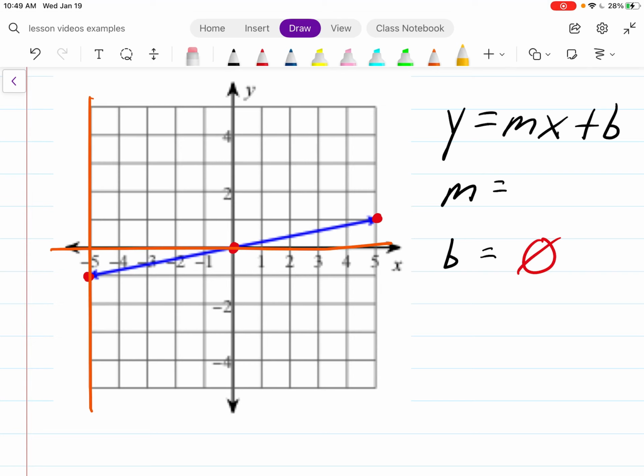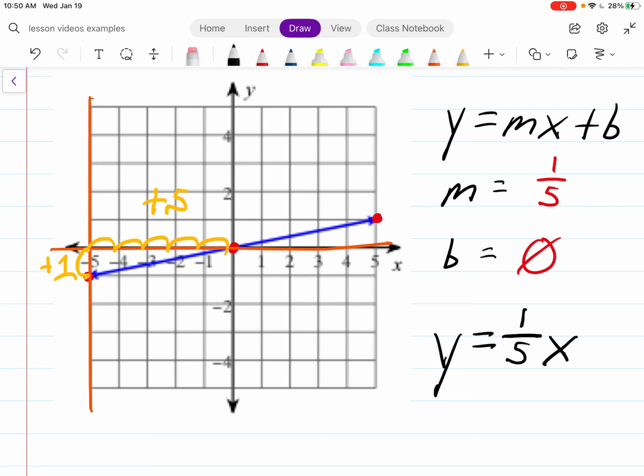And we can identify what the rise is by how far it goes up. We see that it goes up +1. And we see that it goes right, or our run, 1, 2, 3, 4, 5, is a +5. And we want rise over run, and we would have +1/5. So now we can write this in slope-intercept form of y equals, the slope goes in front of x, 1/5x. And since our y-intercept is 0, I tell my students that the number 0 represents nothing, so there's nothing to put after the x. So your equation is y equals 1/5 x.